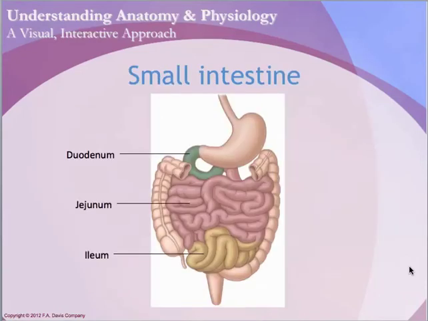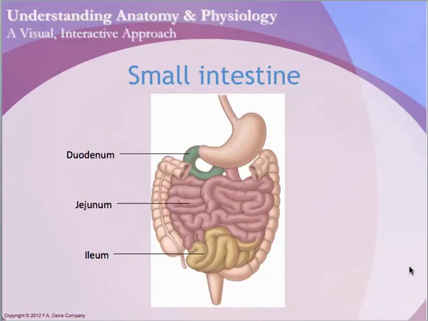Next, we have the small intestine. It's called the small intestine because it has a smaller diameter than the large intestine, but it is actually much longer than the large intestine. But that's why it's called the small intestine, because it's smaller in diameter. Most chemical digestion and nutrient absorption occurs here in the small intestine.